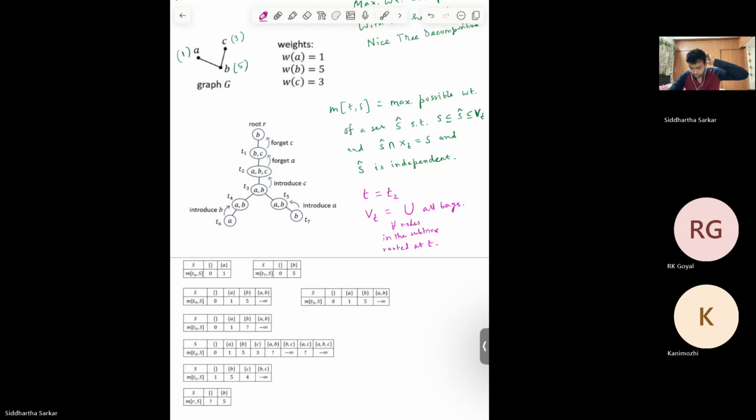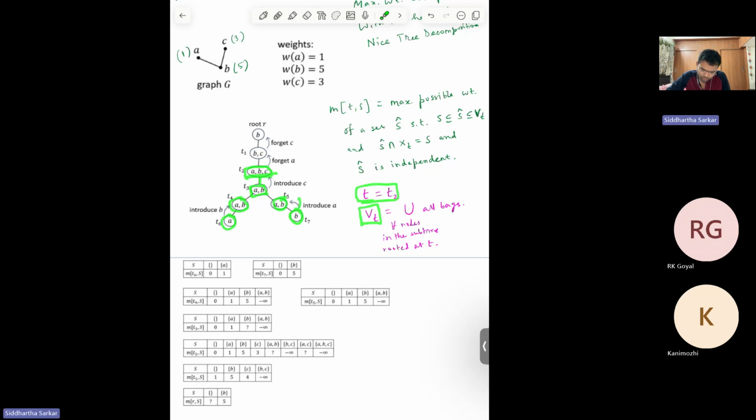Okay. So is the definition of VT all right? Yes, can you explain the terms VT and XT again? Yeah, so VT is, for example, if T is set to T2, then in the subtree rooted at T2, we have all these bags. Including T2 or excluding T2? Including T2. Okay. Yes, including T.